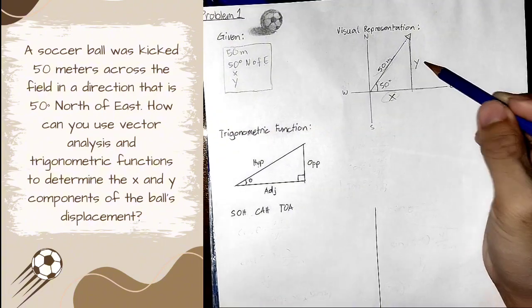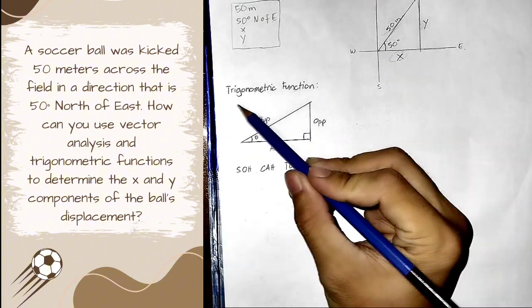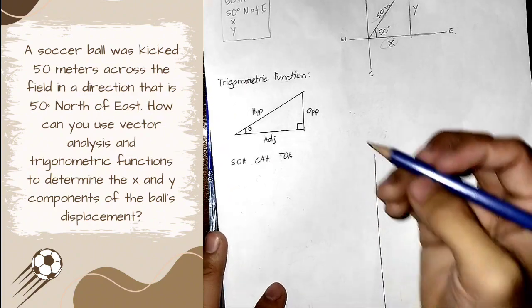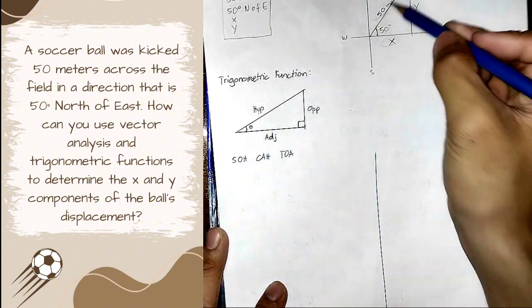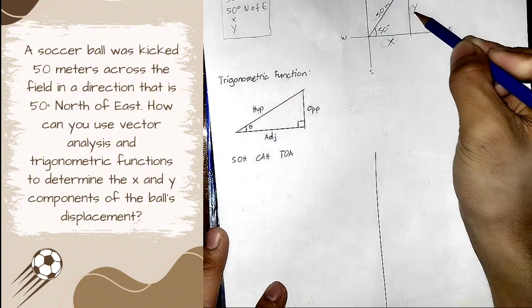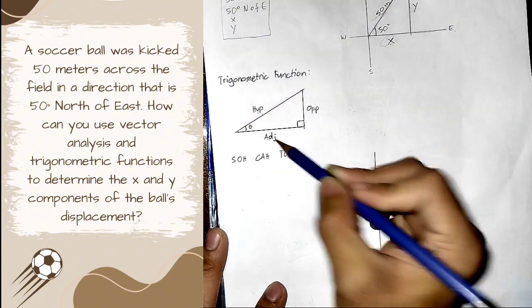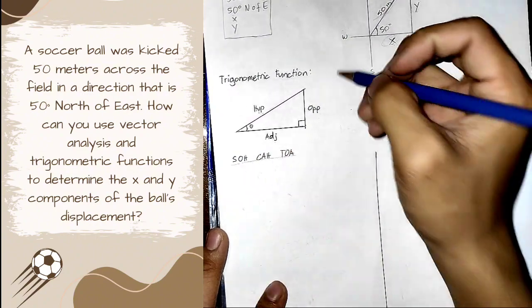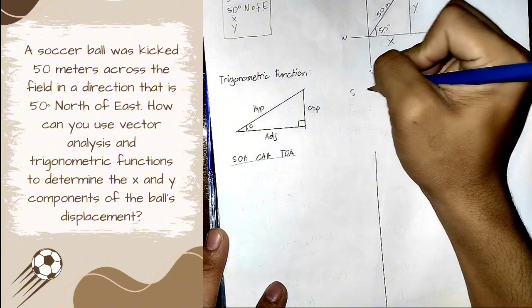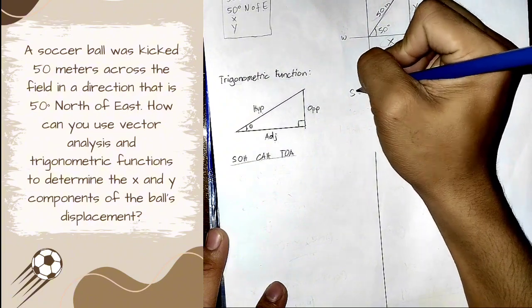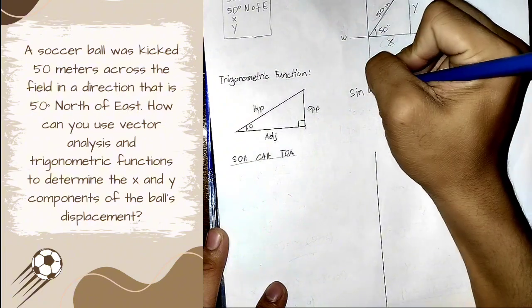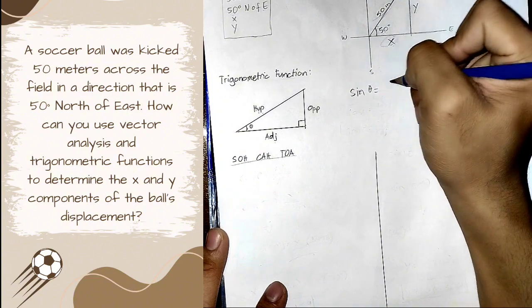For the next step, we are going to solve for the value of the x and y components. We are going to use trigonometric functions, whereas we have a triangle and we can incorporate our given into this triangle. In trigonometry, we have the so-called SOHCAHTOA, which are the formulas that we are going to use to solve for the values of x and y.